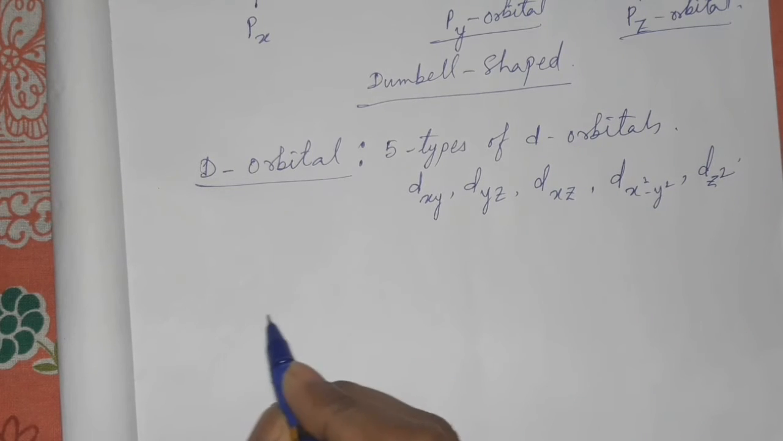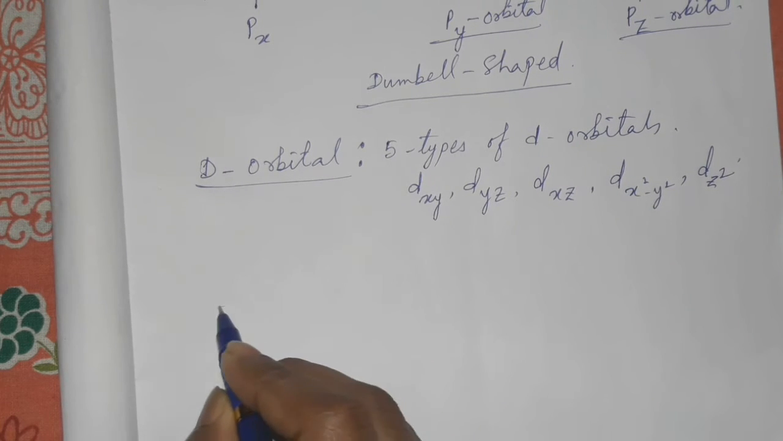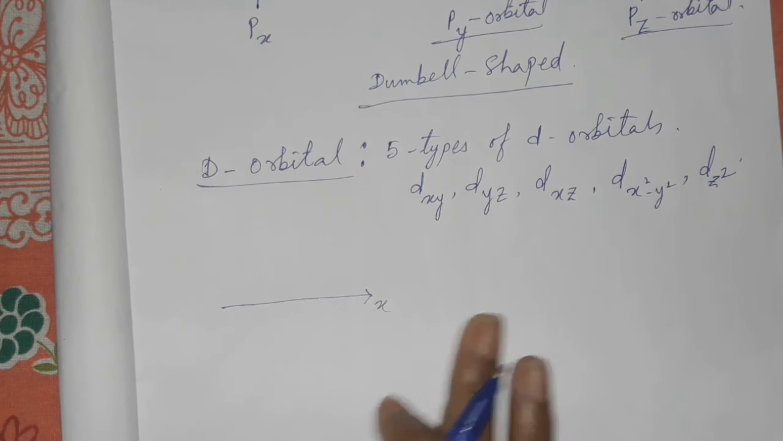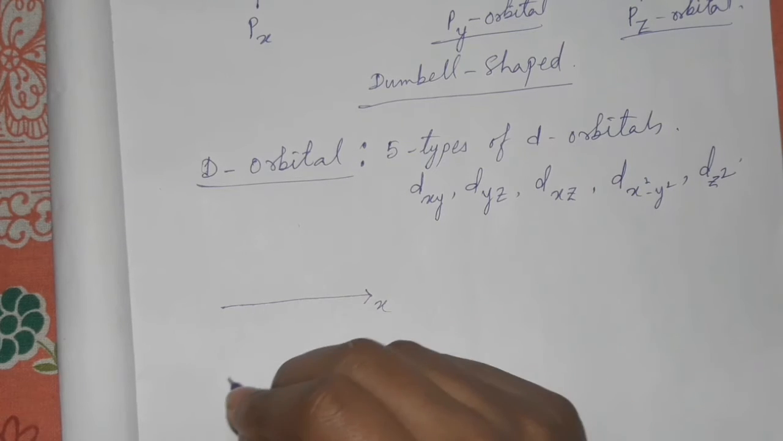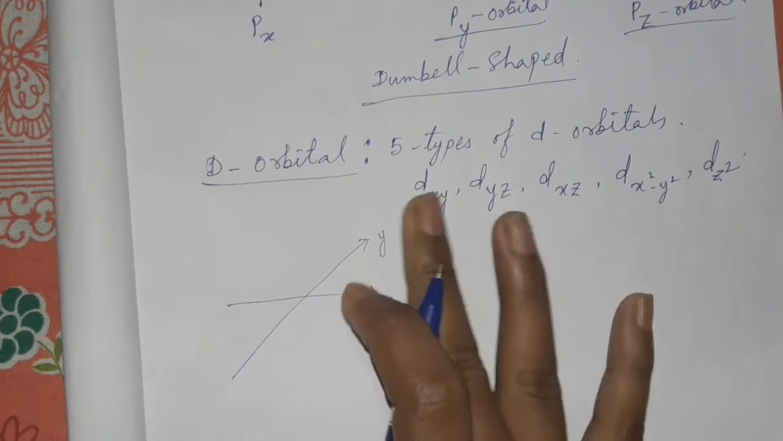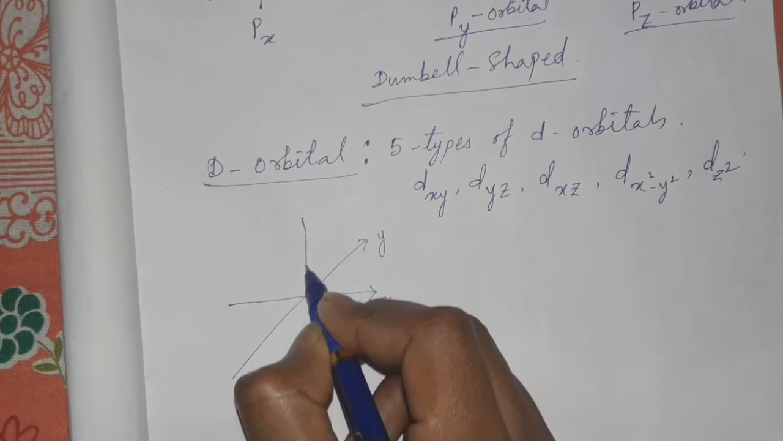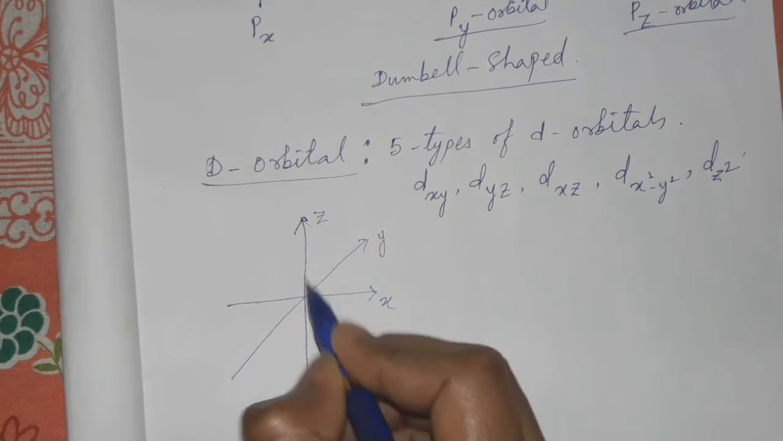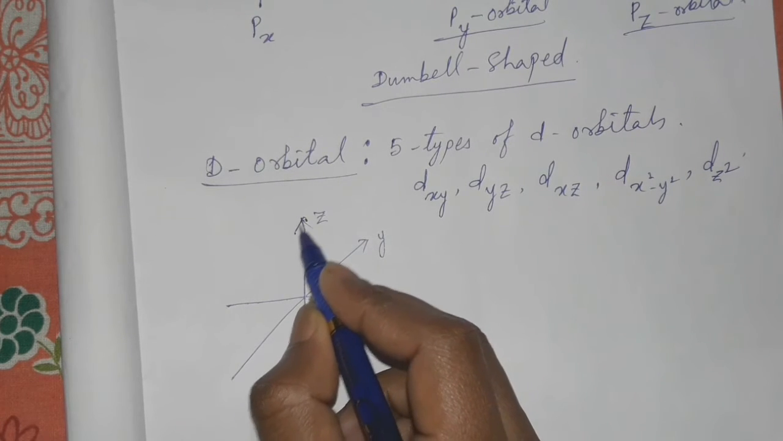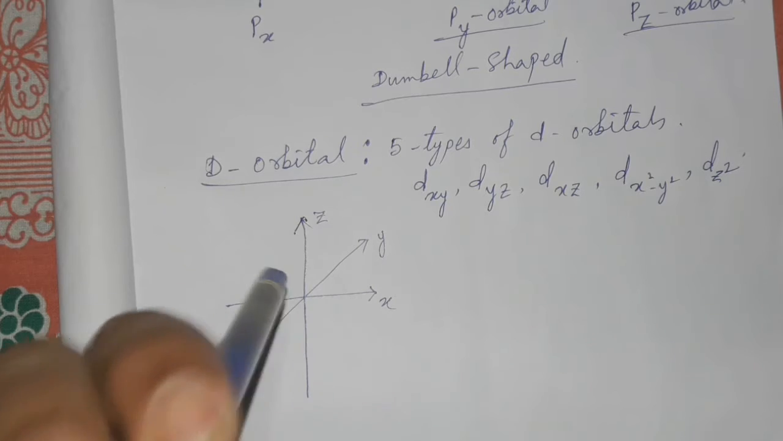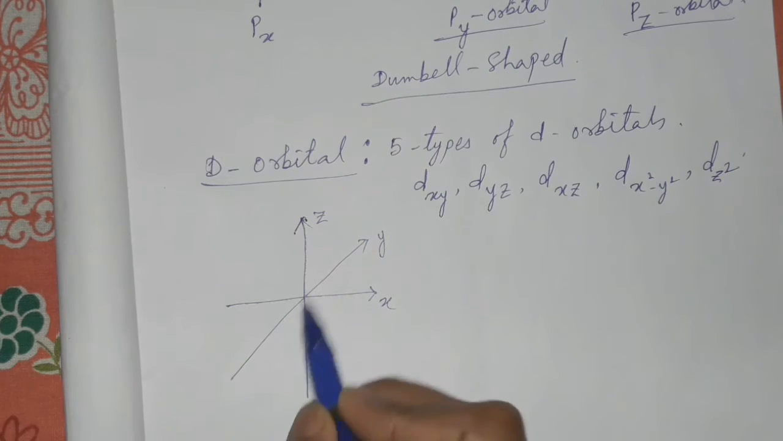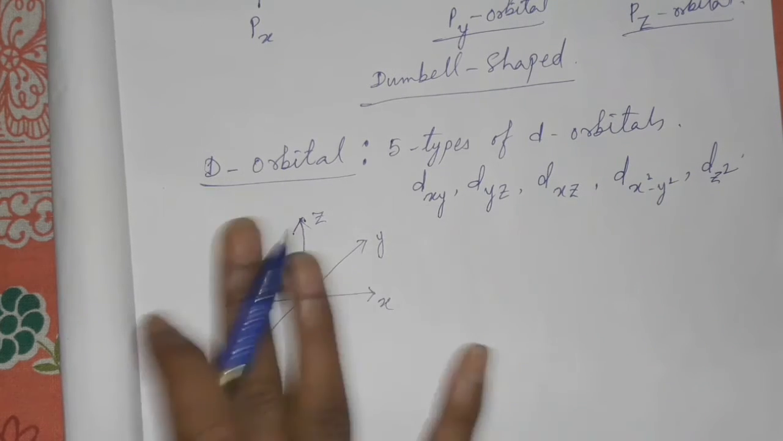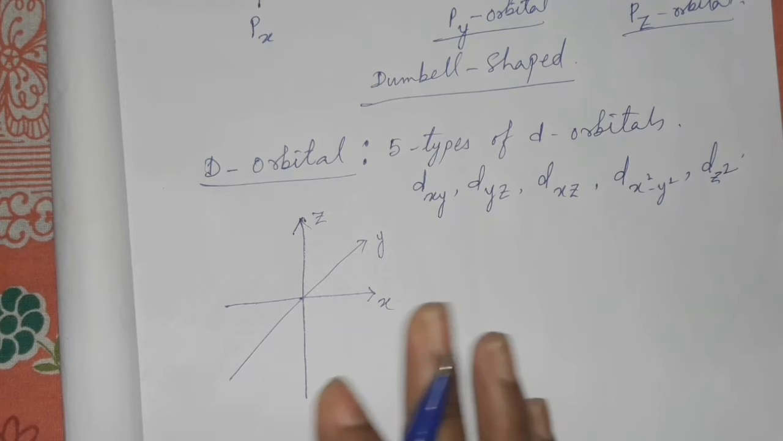Here also we'll draw the x-axis which is lying on the plane of the paper, the y-axis which is lying on the plane of the paper, and another axis which is perpendicular to the plane of the paper. This is the z-axis. This point of the z-axis is pointing towards you, and another portion is going away from you, that means below this paper. Try to imagine this one.